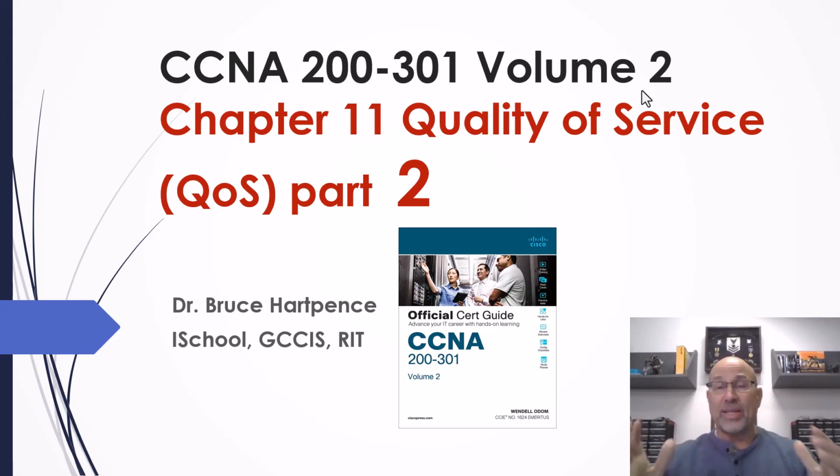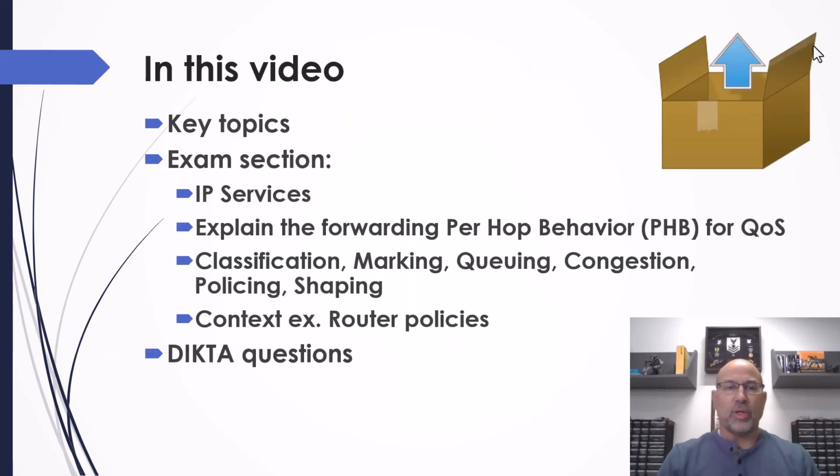We are going to cover the rest of quality of service in this video. As you already know, the key topics will be part of this, as will the "Do I Know This Already?" questions. Last time we covered part of the exam section, which was IP services, and in particular, the per hop behaviors for QoS, classification, and marking. We did that last time. So now we're going to continue that, and we'll finish off queuing, congestion control, and policing or policies, and shaping.